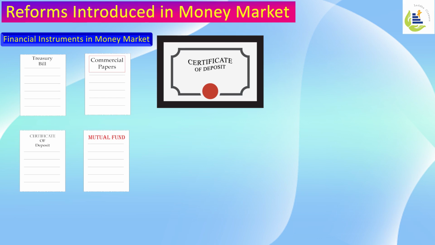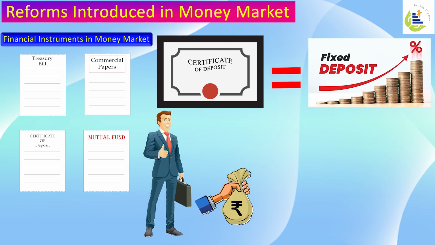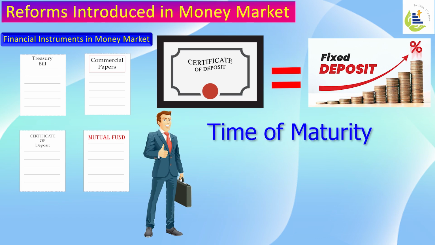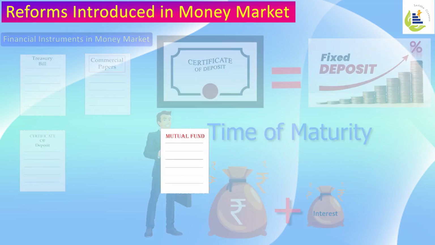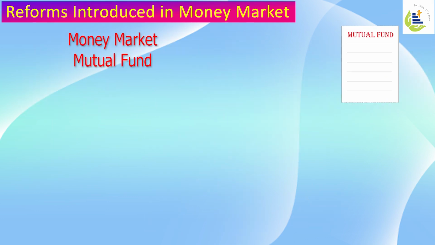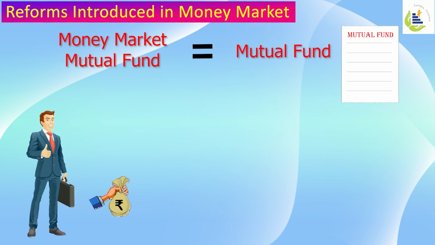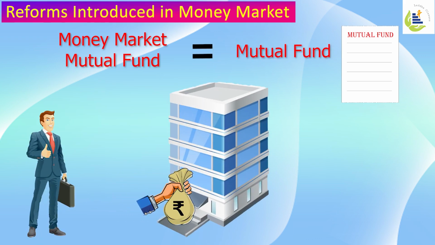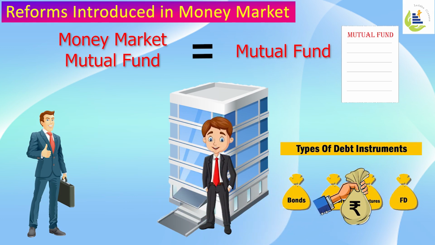Certificate of deposit is the same as a fixed deposit, where people invest money for a certain period of time, and at the time of maturity they get the invested amount and interest on it. Money market mutual funds are the same as mutual funds, where people invest their money into a certain fund and the dealer invests this money into debt instruments, and the returns are distributed amongst its investors.